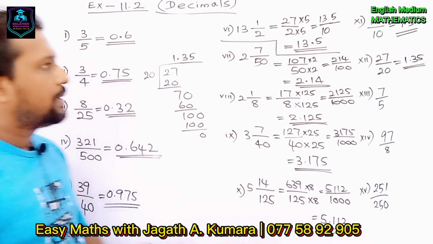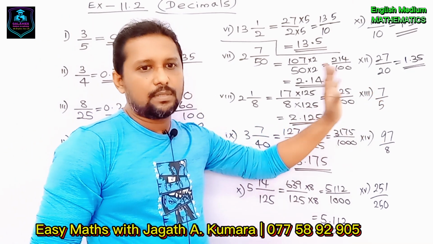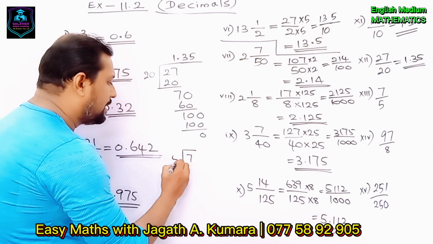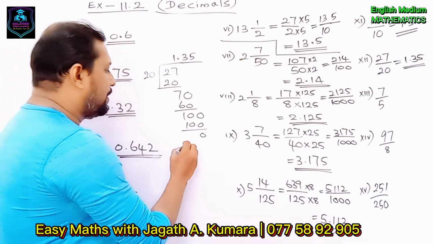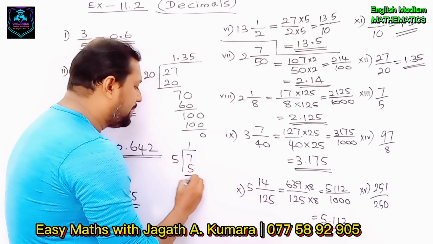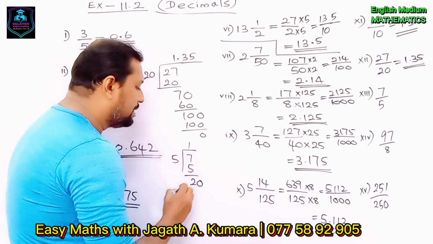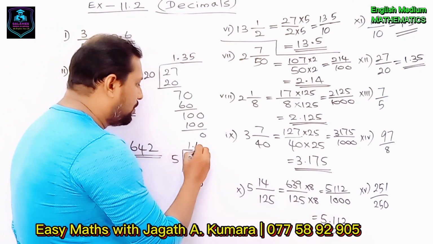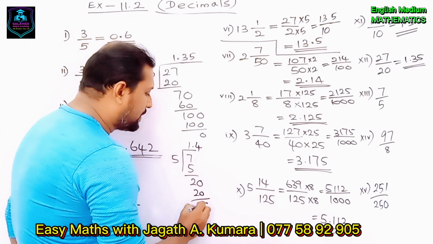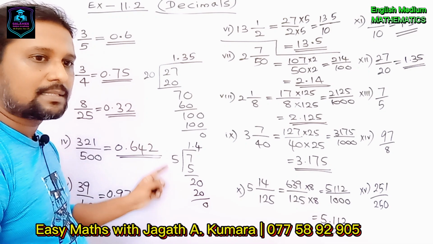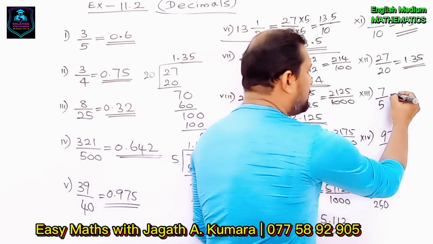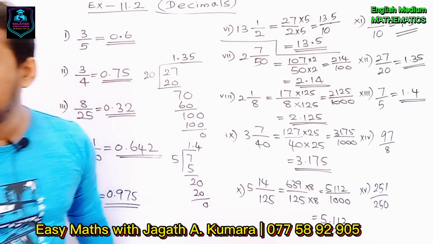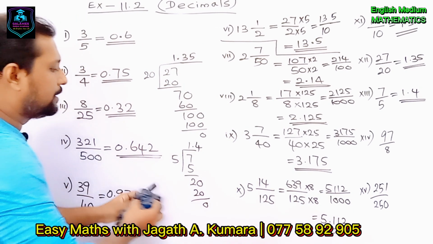Also, I am going to get the answer for the next one using the long division method, 7 over 5. 7, we have to divide by 5. 7 divided by 5, 1. 1 times 5, 5, remaining 2. Then you can put 0 here, then keep the decimal point. 20 divided by 5, 4. 4 times 5, 20. Remaining 0. So what is the answer? 1.4. Right? 1.4. It is the 13th part's answer.